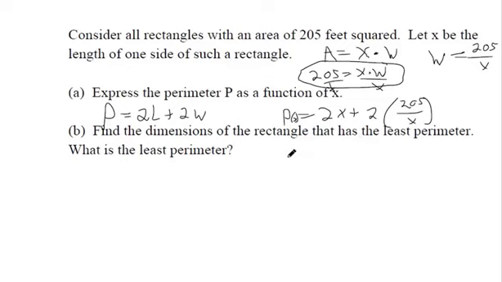Find the dimensions of the rectangle that has the least perimeter. I don't know. Here, I can multiply that 2 to the 205. That's 410. I mean, I know a calculus way of doing it. We gotta make the perimeter as small as possible. I gotta think about this for a second.